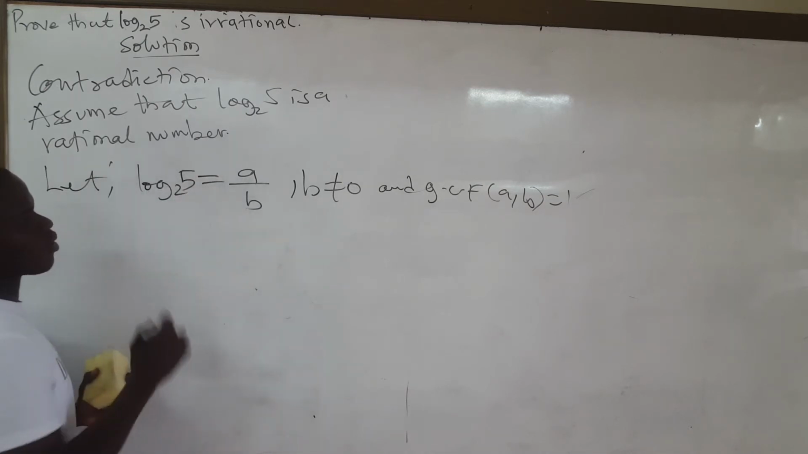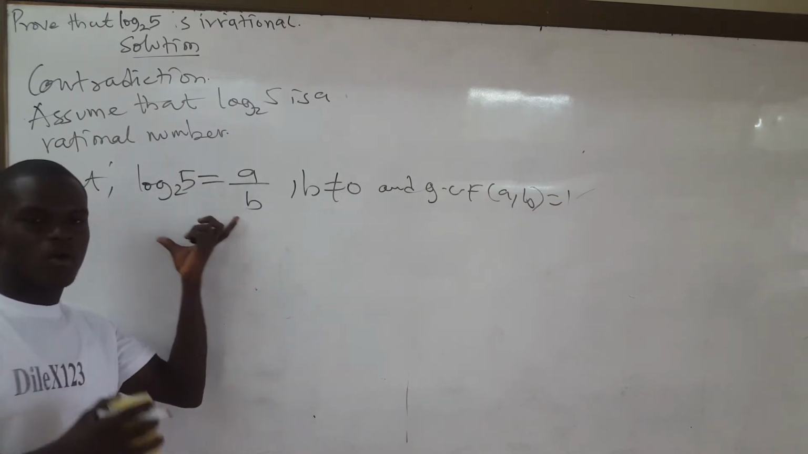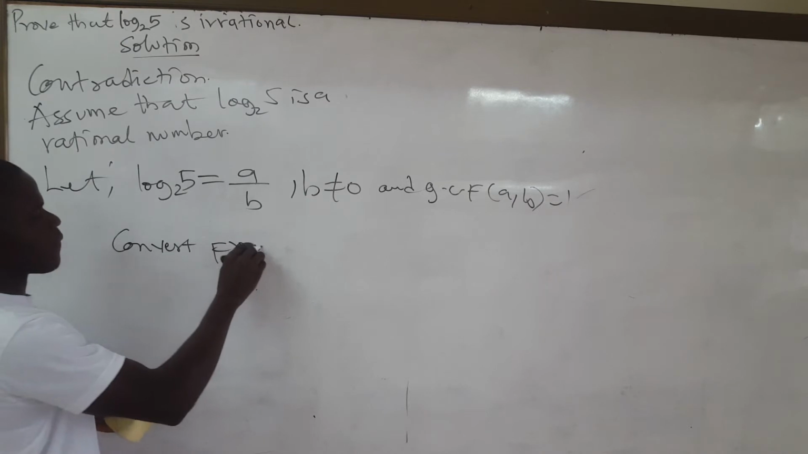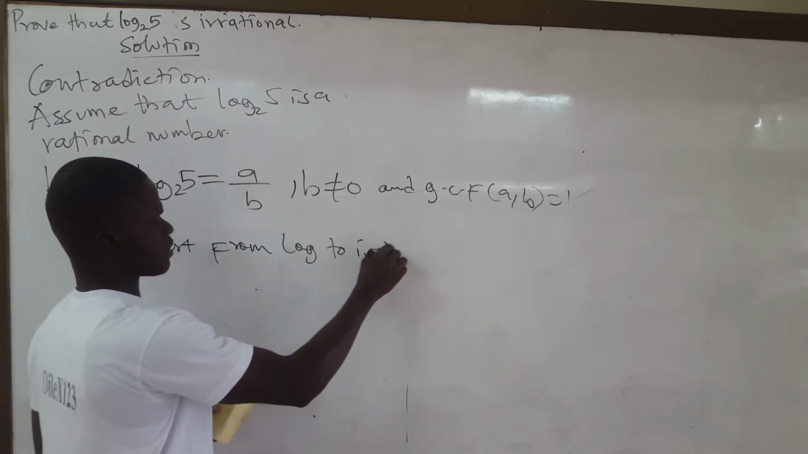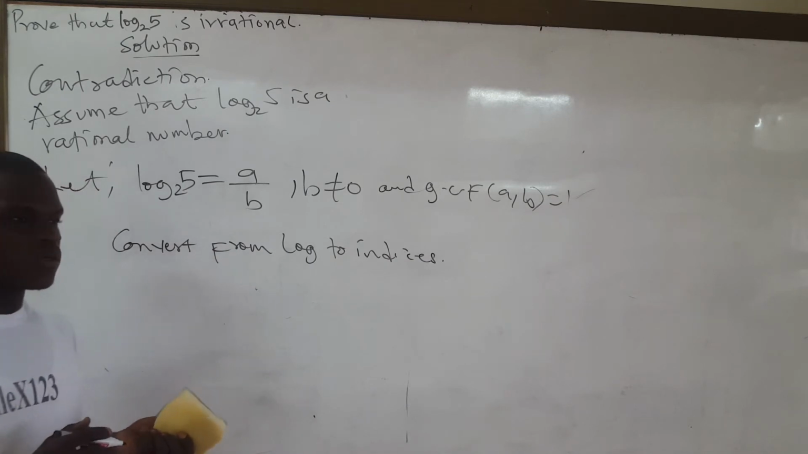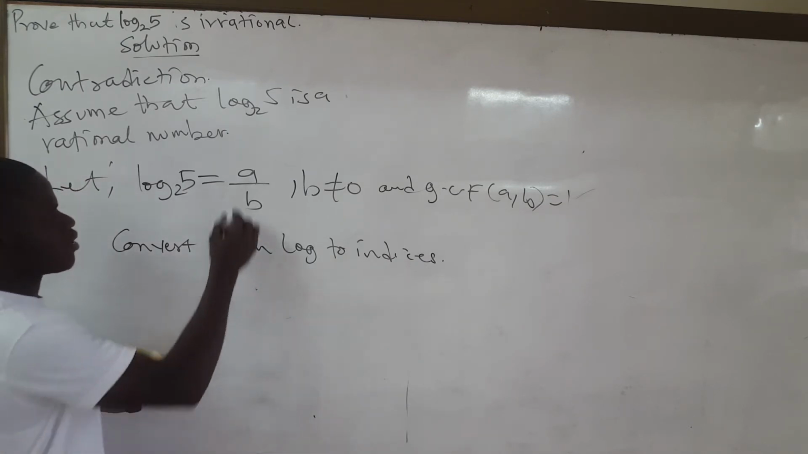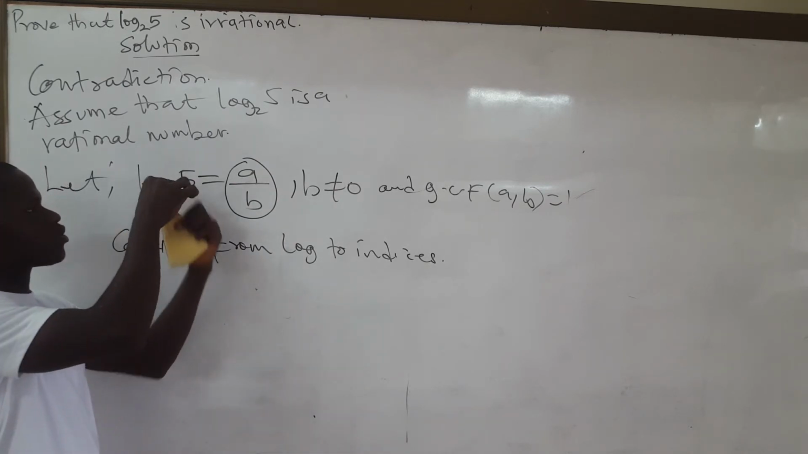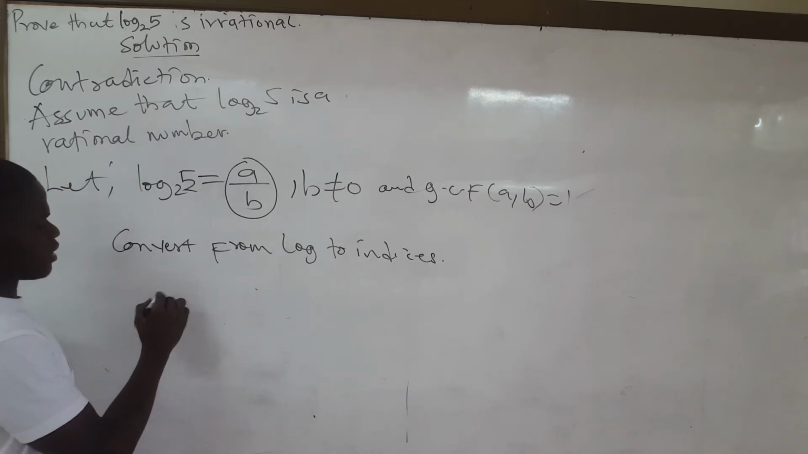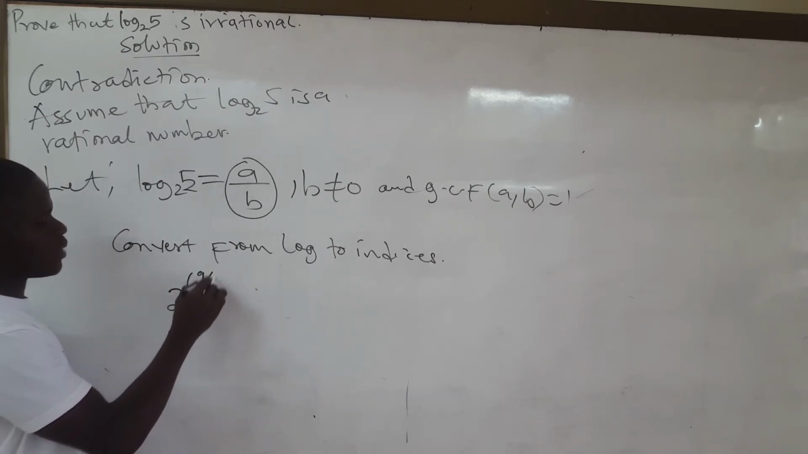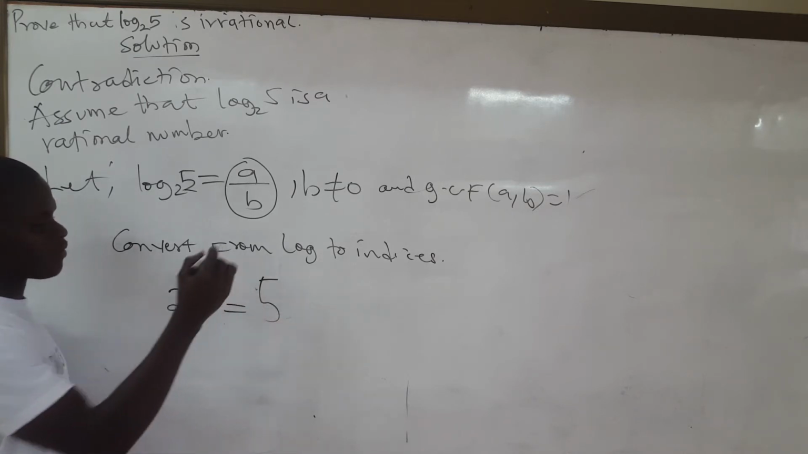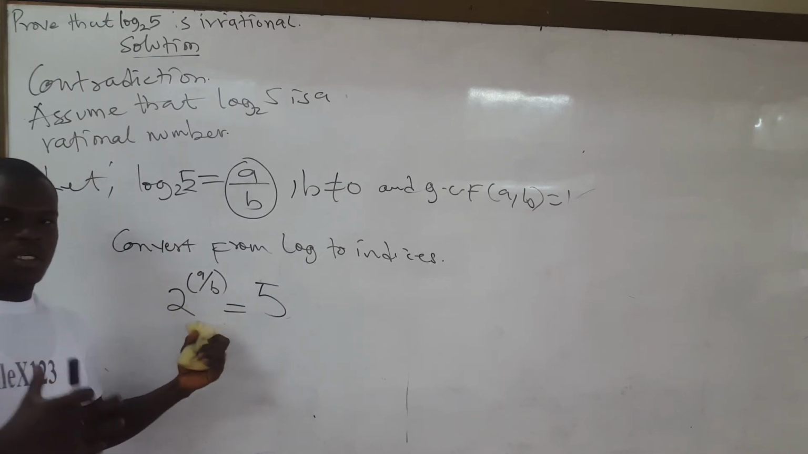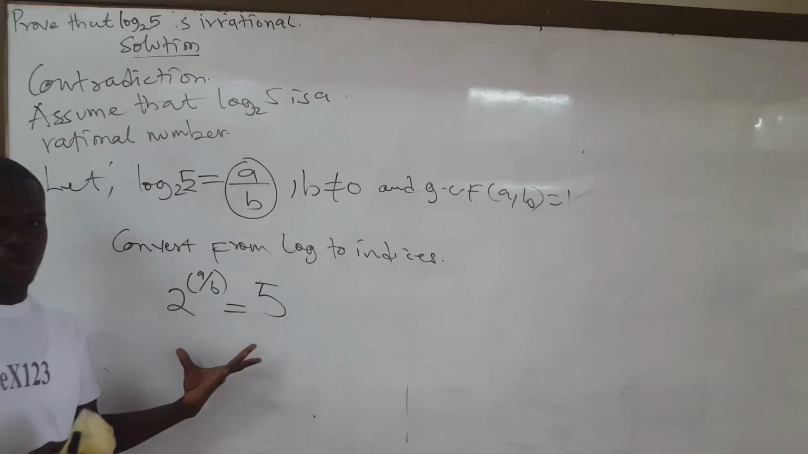So log 5 base 2 is equal to a over b. This is in logarithm. We can convert this from logarithm to indices. In order to do that, we make a over b become the exponent of the base 2, and we equate that to the number we are taking the logarithm of. So this is the equation we have, converted from logarithm to indices.